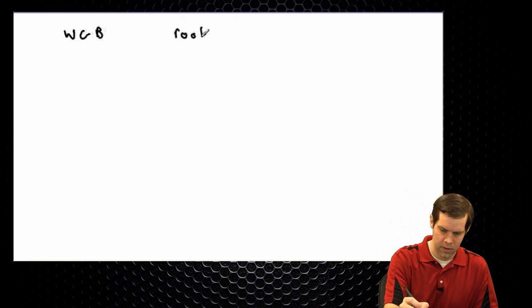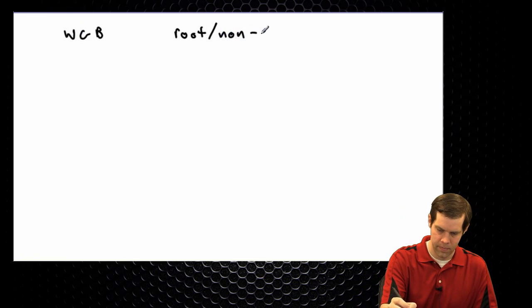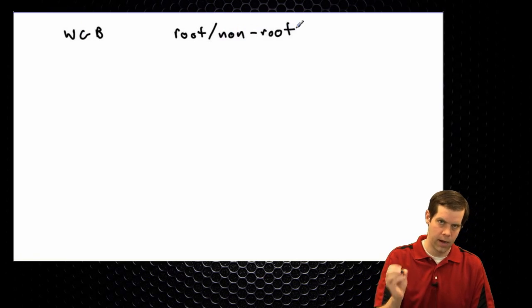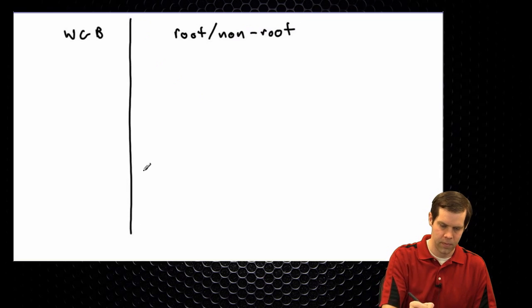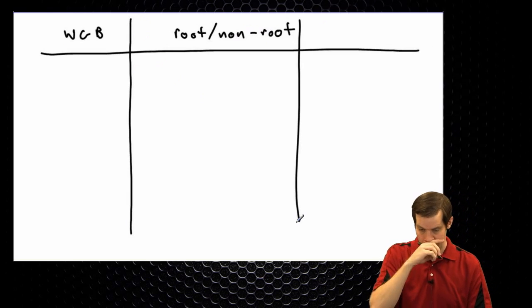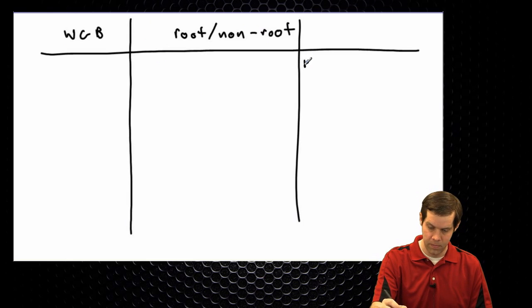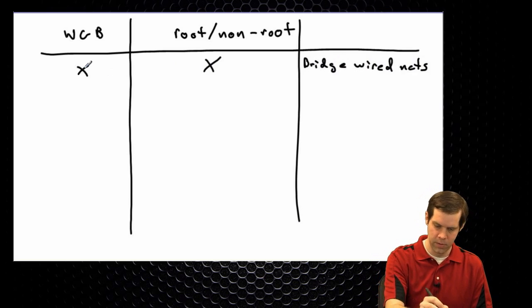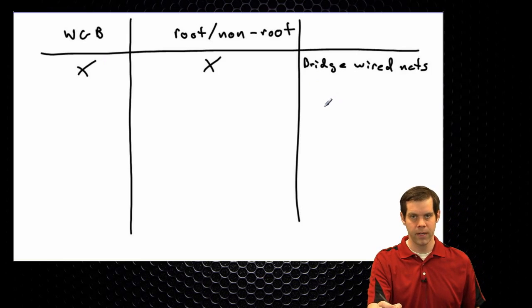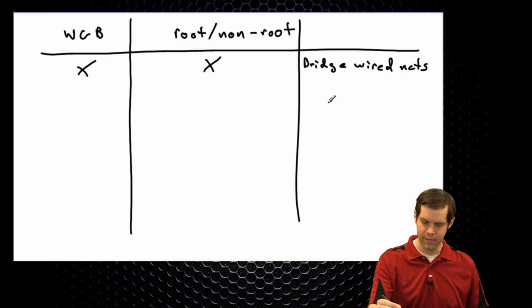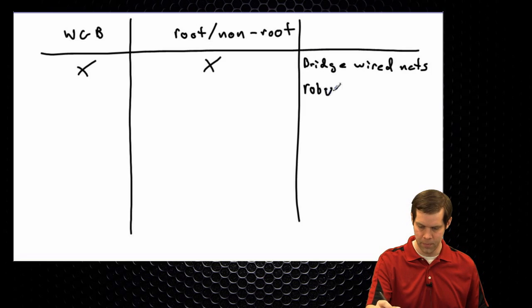So we'll have workgroup bridge versus root/non-root bridge. Similar, but some differences in what they do. All right, so obviously, if we need to bridge wired networks together, yep, both of them do that. If you need something that's robust and scalable, that's more the root/non-root bridge. Robust.